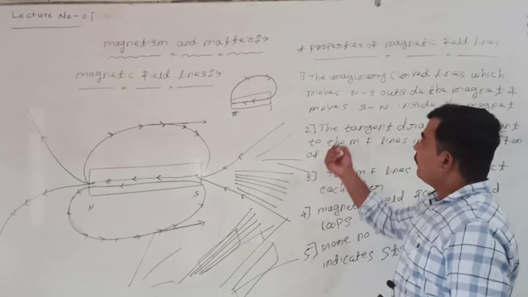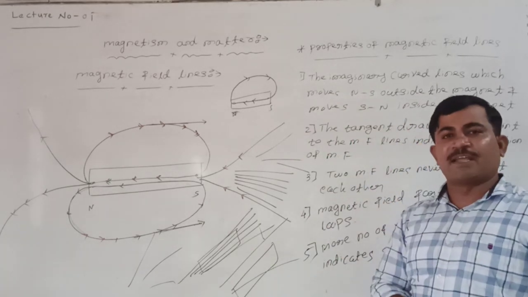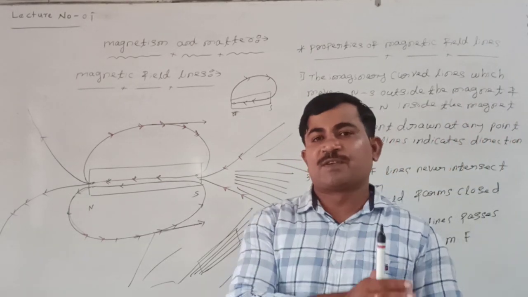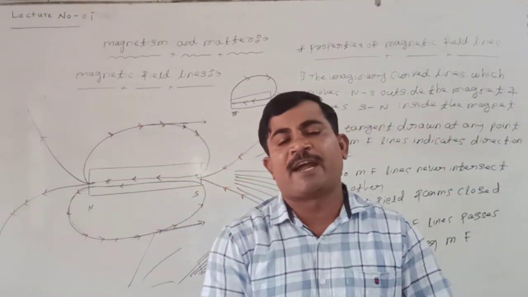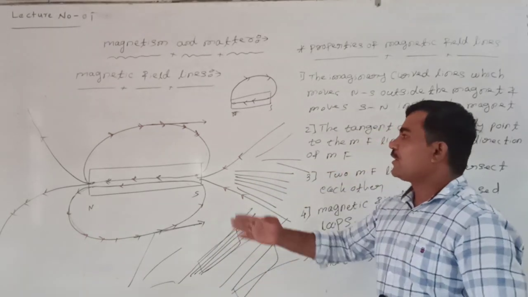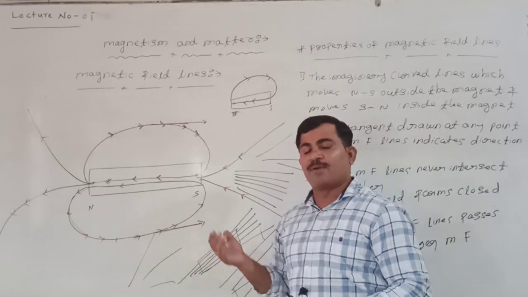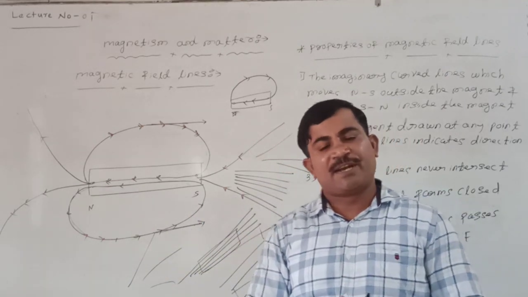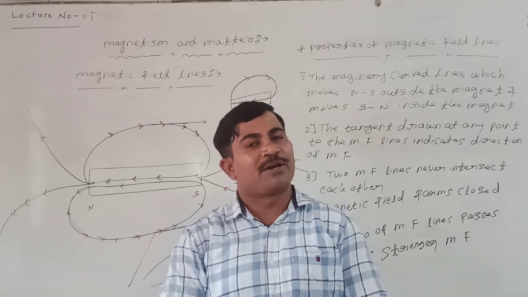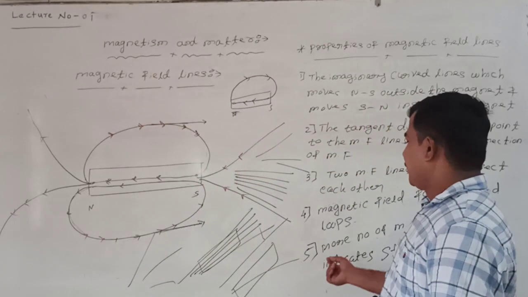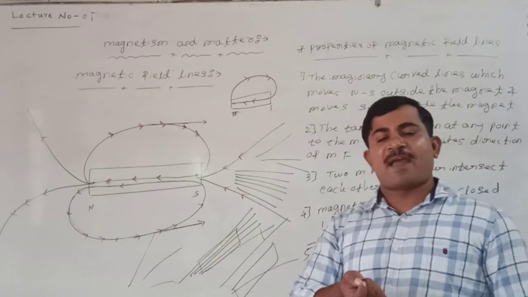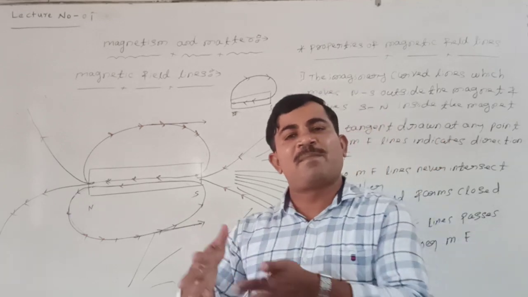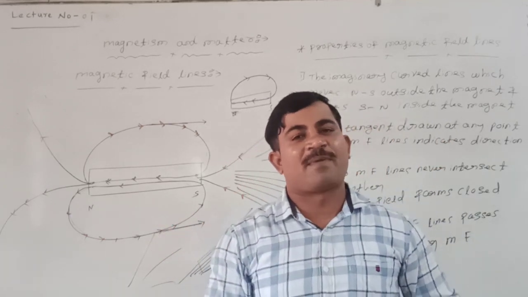So these are a few important properties of magnetic field lines. What are those? Magnetic field lines are imaginary lines which move from north pole to south pole outside the magnet and south pole to north pole inside the magnet. A tangent drawn at any point to the magnetic field lines indicates the direction of the magnetic field. Two magnetic field lines never intersect each other. Magnetic field lines form continuous closed loops. And the fifth one is that more magnetic field lines passing per unit area represent a stronger magnetic field. On the other hand, fewer magnetic field lines passing per unit area represent a weaker magnetic field.